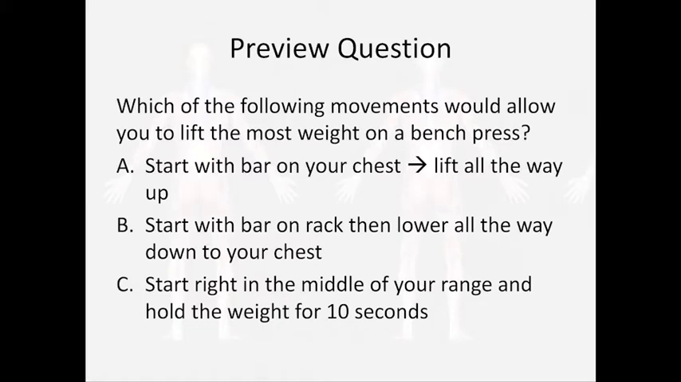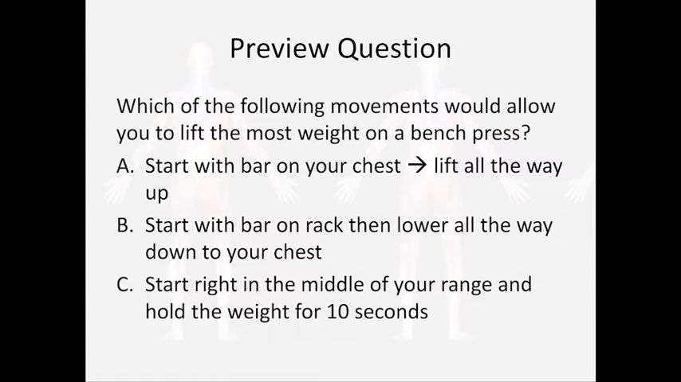Okay, so another thing we're going to talk about here is the 3 different types of contraction. I've been talking about these some already. They're called concentric, eccentric, and isometric. A concentric contraction is a contraction where the muscle is shortening. An eccentric contraction is a contraction where the muscle is lengthening. And isometric is a contraction where the muscle is contracting, but there's no movement happening in the joint.